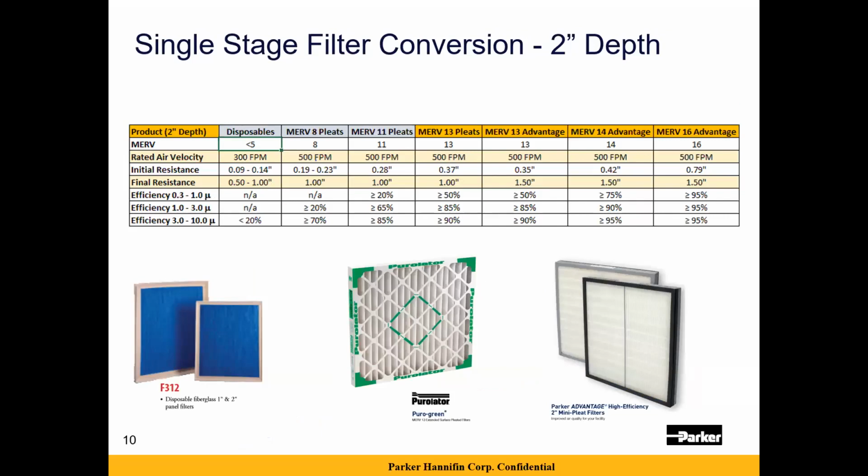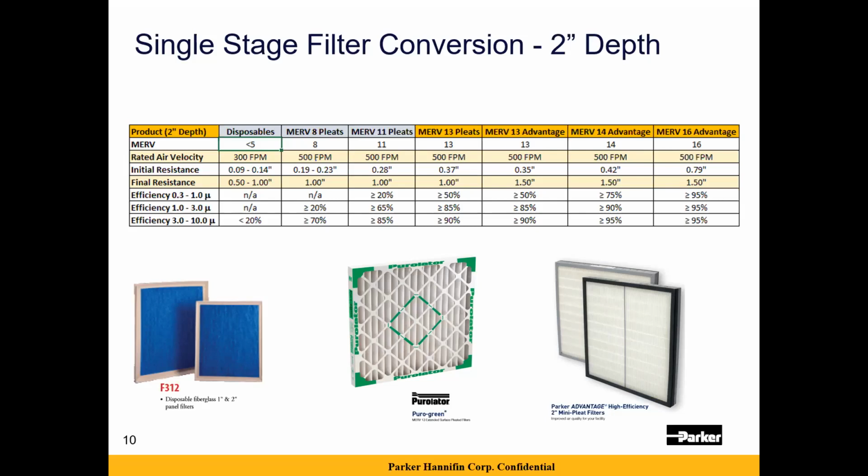In single stage conversion for 2-inch depth, you have far more advantages and options available to you. Typically, again, in 2-inch systems, you're using either a 2-inch disposable or 2-inch pleated filter, either MERV 8 or MERV 11. So options available to us in 2-inch are, again, the 2-inch MERV 13 pleated filter or Puro Green, a MERV 13 mini pleat, which is our Advantage, and which is also available in MERV 14 and 16 as higher efficiency options.